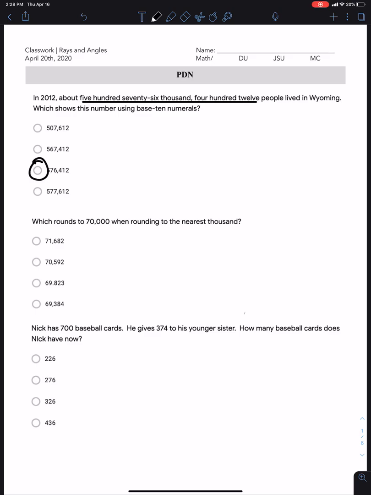The next one says, which rounds to 70,000 when rounding to the nearest thousand? And that would be this one here. And then it says, Nick has 700 baseball cards. He gives 374 to his younger sister. How many cards does Nick have? So you're going to subtract 700 minus 374, which equals 326. So your answer is that one there.